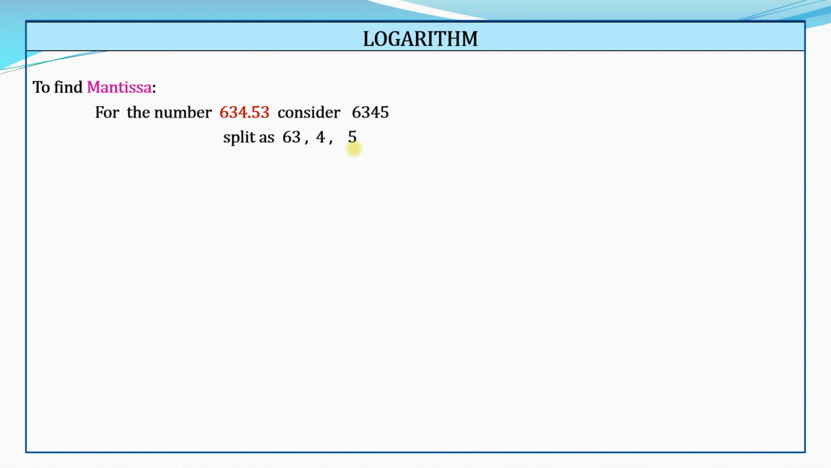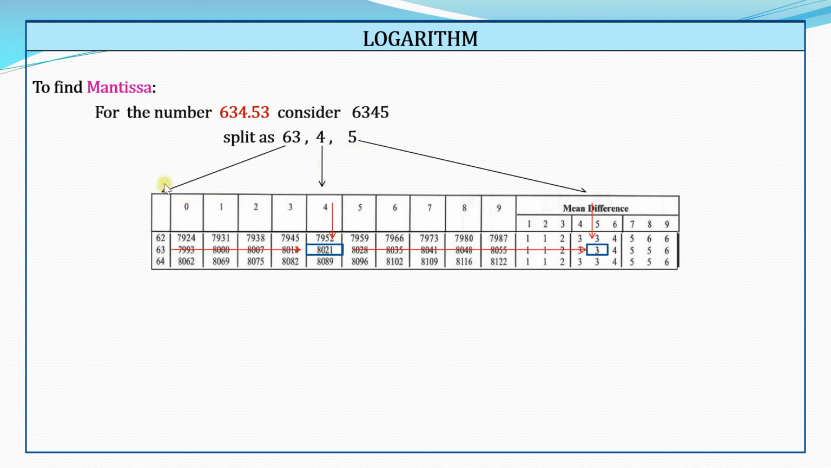And you have to take the logarithmic table, and you can see in the log table the first column is numbered from 00 to 99. So you have to look for the 63rd row, and the second part you have to look under the column headed by the respective number, and the third part is the mean difference column headed by that number. So 63rd row under the column headed by 4, the intersection is 8021, and the 63rd row under the column headed by 5, the mean difference is 3. You're going to add this 8021 and 3, you get 8024. So the mantissa is 0.8024.